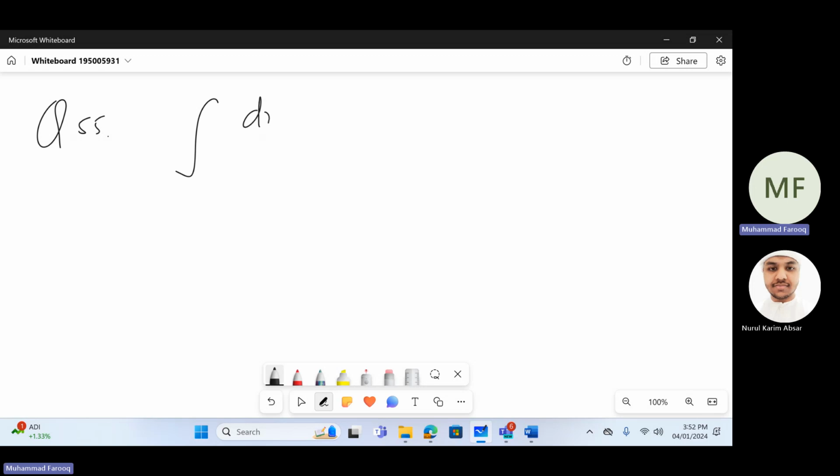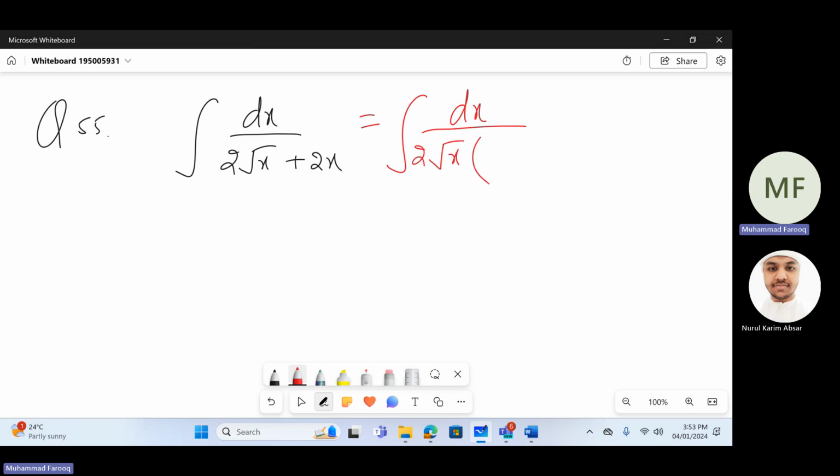So to integrate dx divided by 4x plus 2x, actually, if you just observe here, if you take, let's say, root x as u, after differentiation it doesn't work. So we need something else here. As you said, what we can do is take 2 times root x as a common factor.